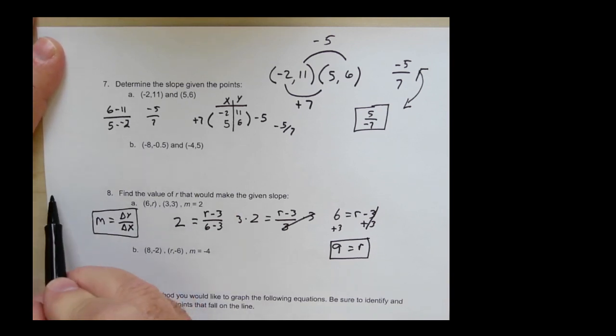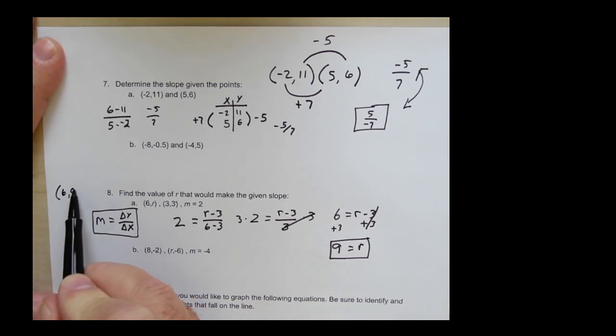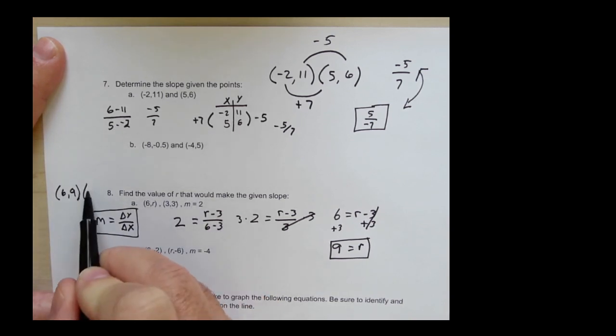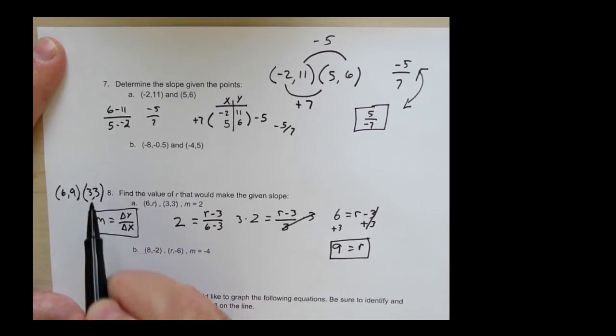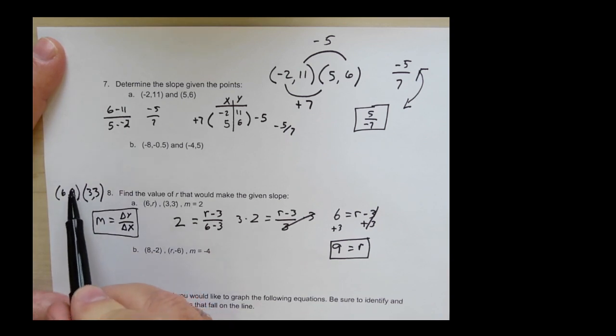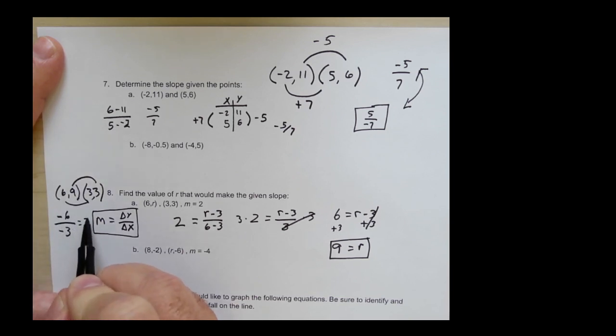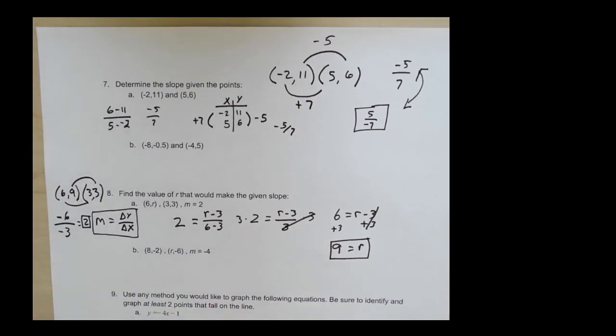And you can always plug it back in and do the math. Does that work? 6/9, 3. Does that give us a slope of 2? Well, how'd you get from 9 to 3? You took away 6. How'd you get from 6 to 3? You took away 3. -6 divided by -3 is equal to 2, positive. And that's what our slope is.